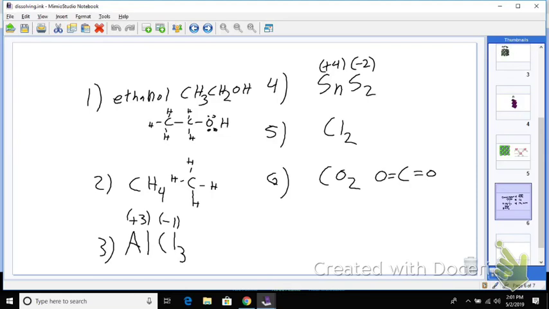Okay. Number 3 dissolves. Number 4 does not dissolve. Number 5 does not dissolve. And number 6 does not dissolve. You got how many wrong? That's good. I missed two.